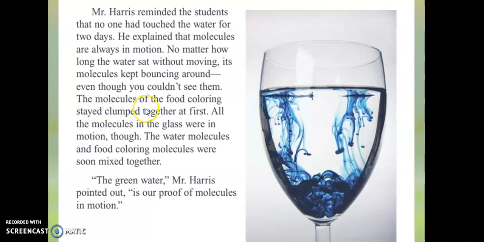The molecules of the food coloring stayed clumped together at first. All the molecules in the glass were in motion. The water molecules and food coloring molecules were soon mixed together. The green water, Mr. Harris pointed out, is our proof of molecules in motion.